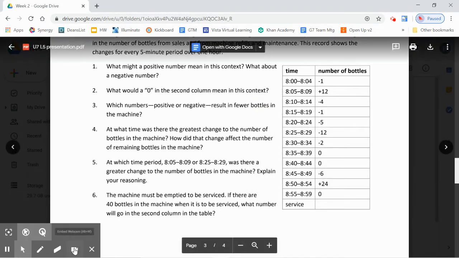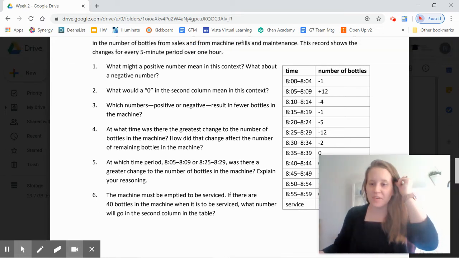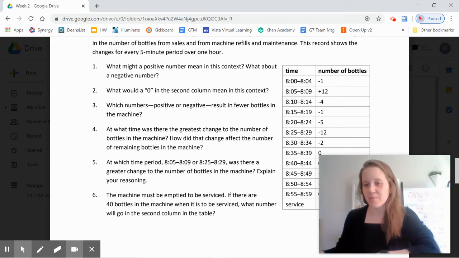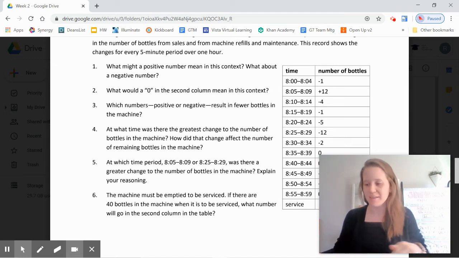All right, there is our time. So let's come back together and review. Again, if you need a little bit of extra time, just click pause and then hit play when you're ready to go. Again, the goal is to be finished with 1 through 5.